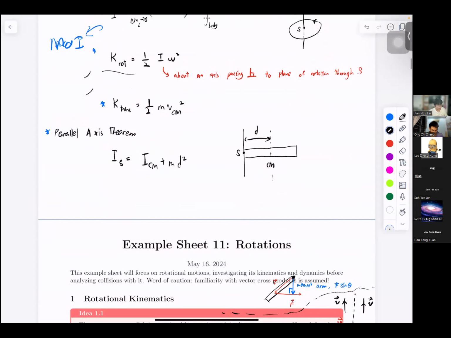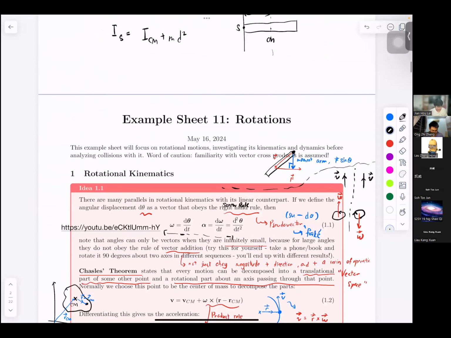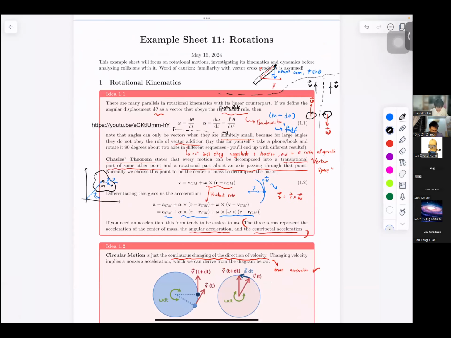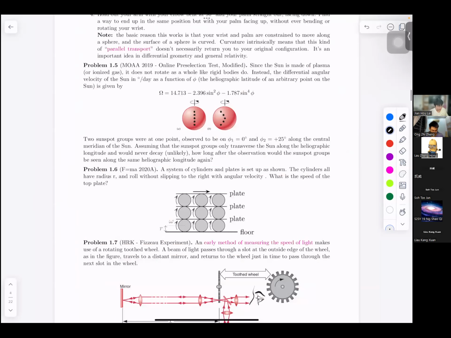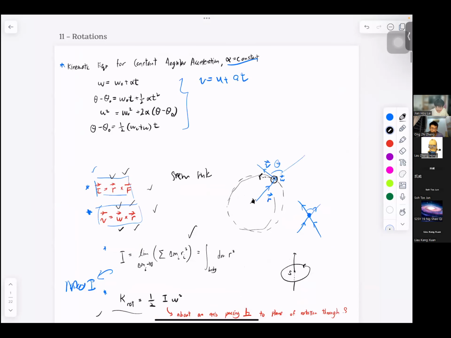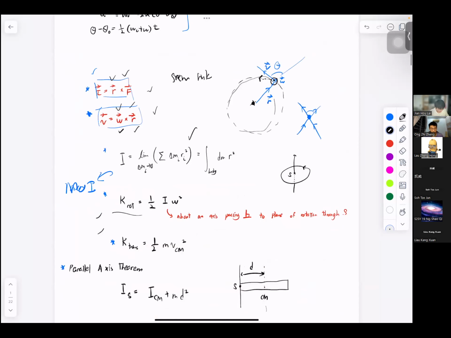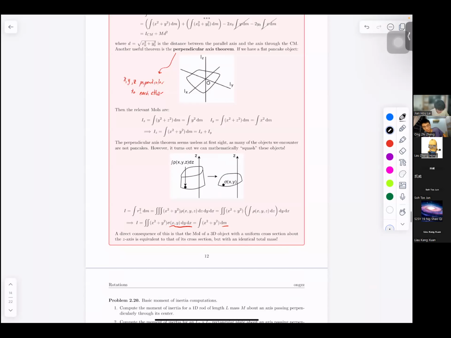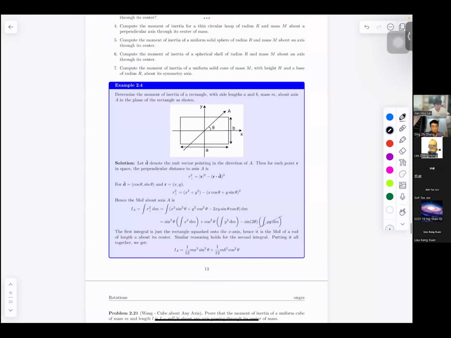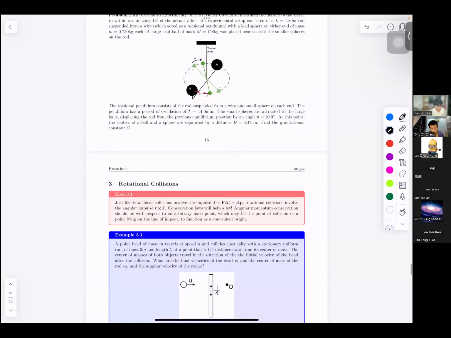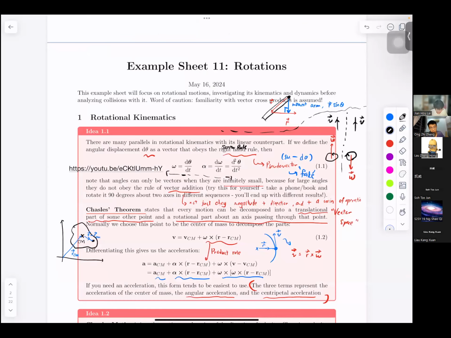This stuff and also the parallel axis term will come back again. What we are talking about is this stuff and also some collision, rotational collision, precision, and okay, let's say we start with the rotational kinematics.